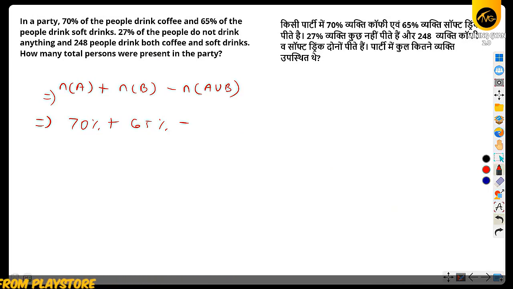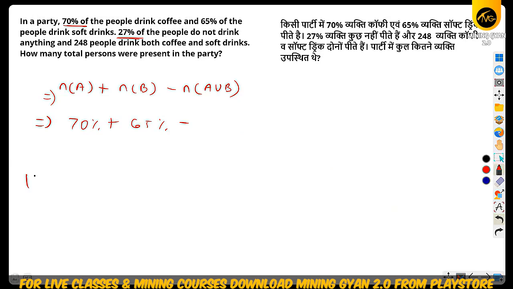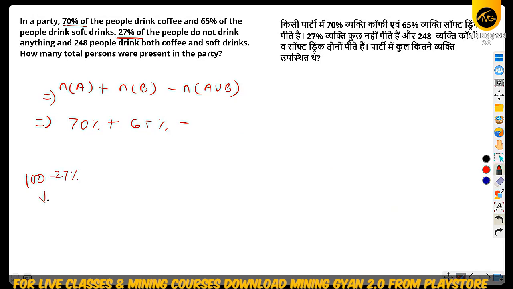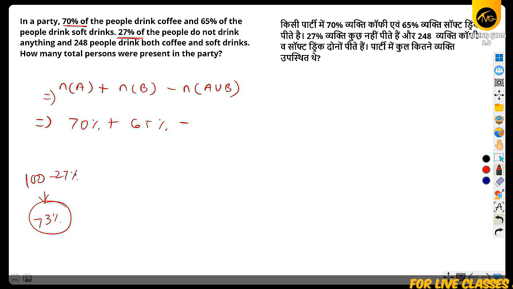Now in this case, 70% people drink coffee, 65% people drink soft drink. That means this is the positive case of percentage. Now 27% is the negative case, that means they do not drink anything. So that's why you have to find the positive percent of the drinking people. That means 100 minus 27 is 73%. The percent of those people who drink coffee or soft drink or both. Okay, so 73% are those people who drink coffee or soft drink.